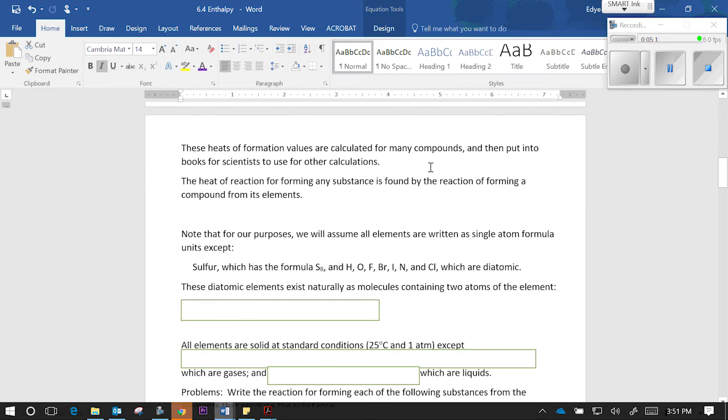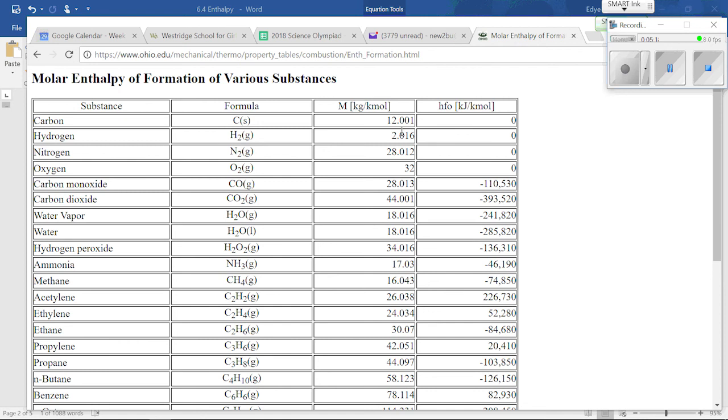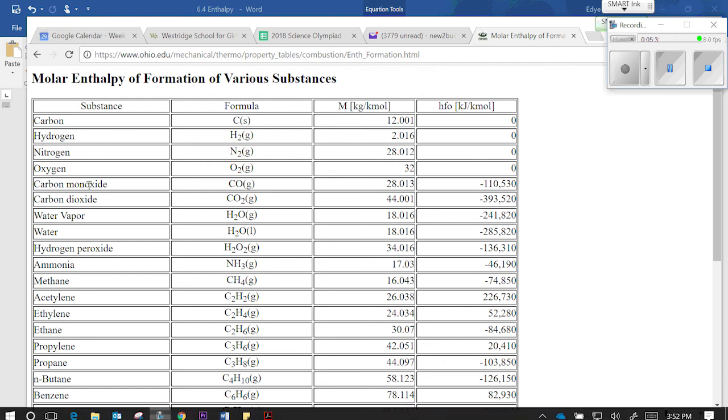So these are calculated for compounds and then put into books for scientists to use for other calculations. You can also look these up online. So here's an example where we have a bunch of substances, and this should say delta HF naught. They just didn't put it in correct format here. So this would be the heat of formation in kilojoules per mole for all these different compounds.